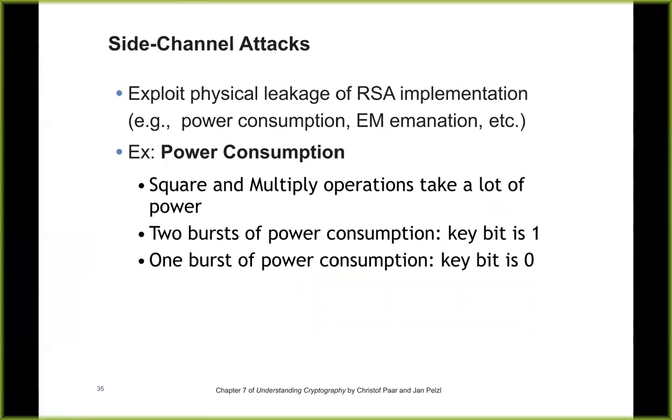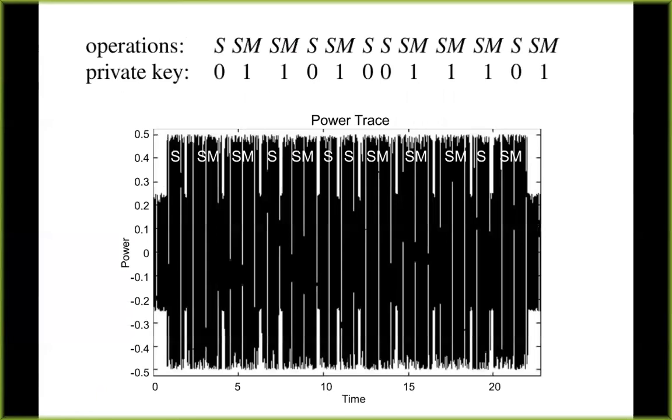Power consumption is a pretty big one because square and multiply takes a lot of power. So if you square and then you multiply because the key bit is 1, that's 2 bursts of power consumption. And if you square and the key bit is 0, then it's 1. So you can just look at the power profile and it traces out the key: 0, 1, 1, 0, 1, which is pretty awesome.